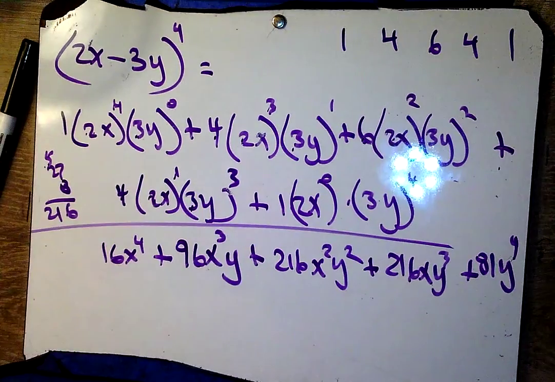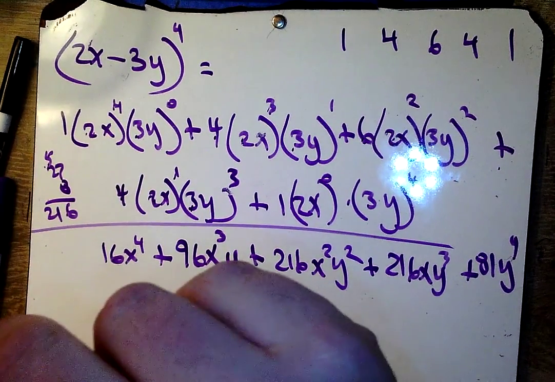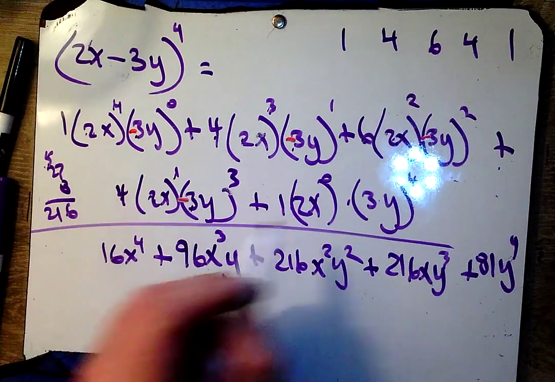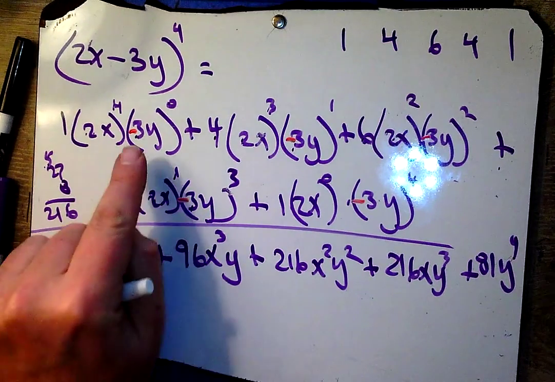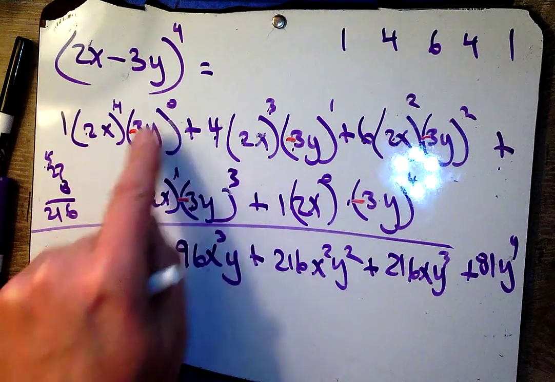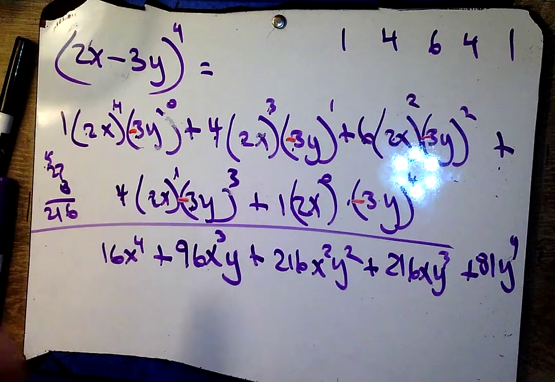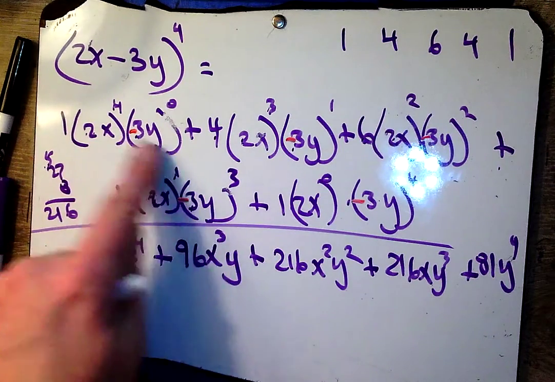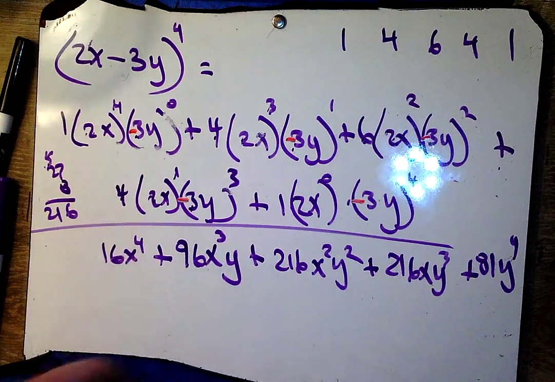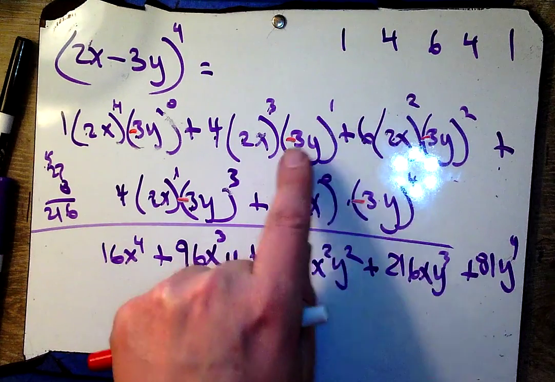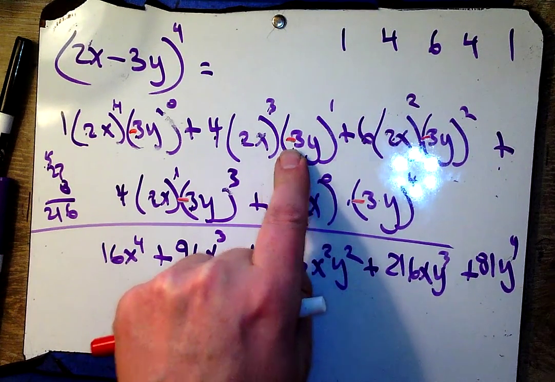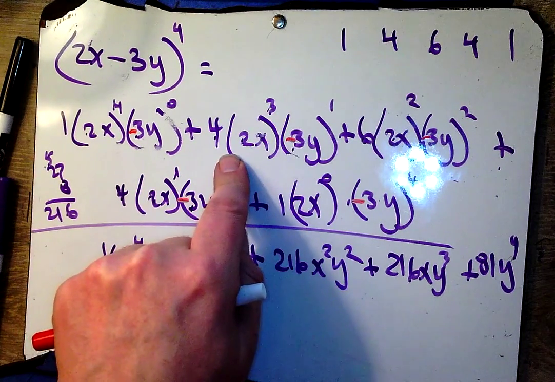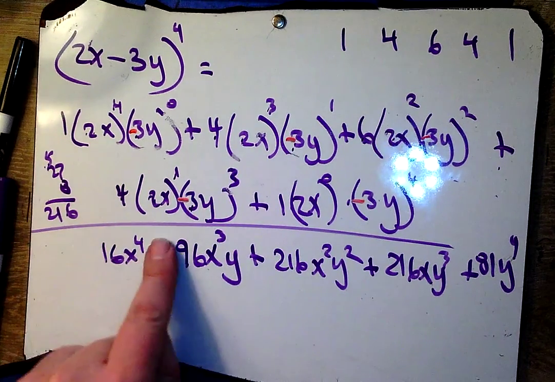Well, look how I'm going to deal with that. Every place I have a 3y, I'm going to put a negative 3y. And now let's see what happens. Negative 3y to the 0. Well, negative 3 to the 0 is still 1. So nothing changes on this first one, because this is still just the number 1 times 16x to the fourth. Here, though, negative 3 to the first is now negative 3. Negative 3 times 4 is negative 12, times 8 is going to be negative 96.